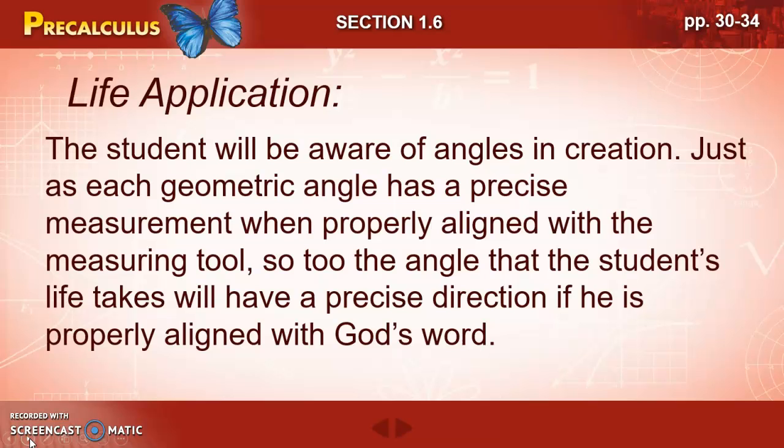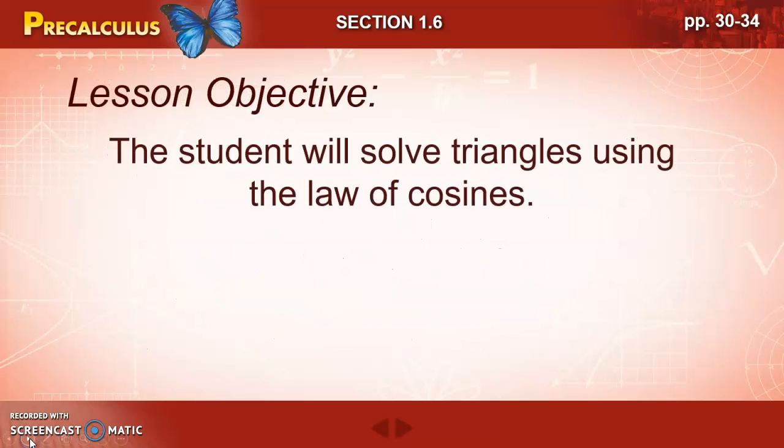Our life application is this. The student will be aware of angles in creation. Just as each geometric angle has a precise measurement when properly aligned with the measuring tool, the protractor, so too the angle that the student's life takes will have a precise direction if he is properly aligned with God's Word. Using a protractor and measuring angles is a great metaphor for aligning our own personal decisions and choices with God's Word. Make sure that we are doing things accurately and precisely.